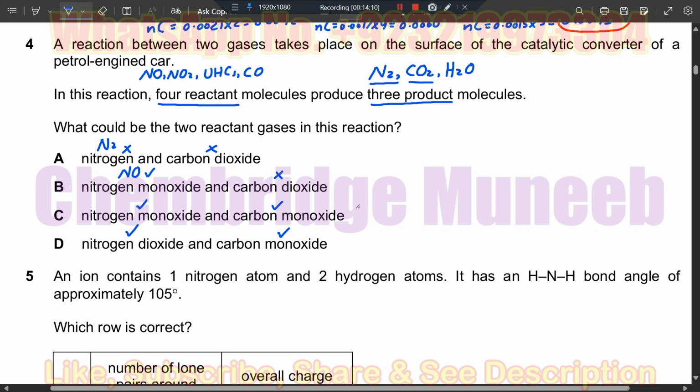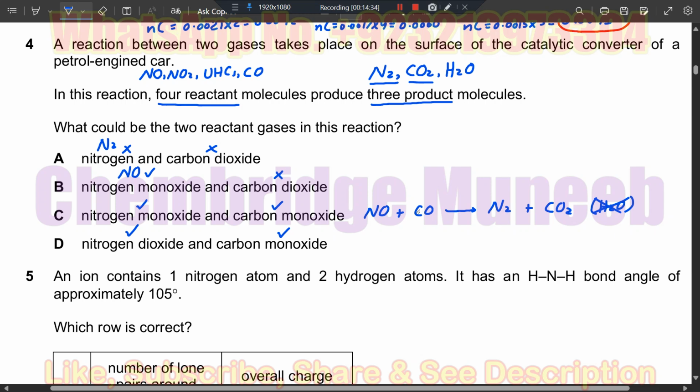We see that nitrogen monoxide is the reactant and carbon monoxide is also the reactant, and if we have these 2 reactants, then the products that could be formed should be N2 and carbon dioxide. We cannot write water here since there is no hydrogen mentioned here, so it should not be there.